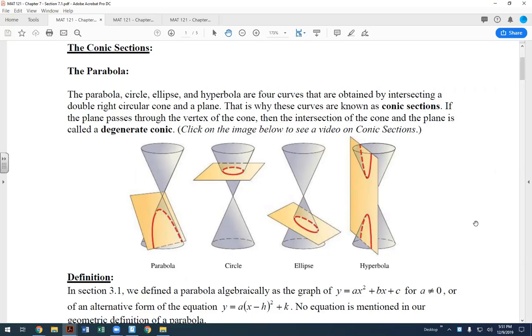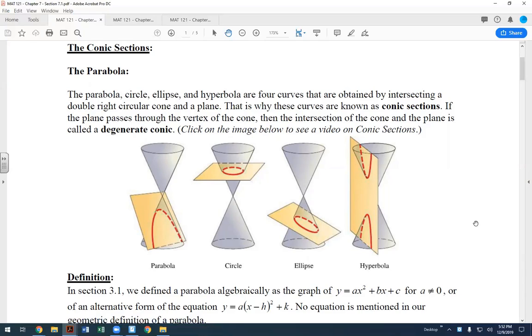So the idea is if you just look at one right circular cone and that plane is going to cross the cone at an angle, that's basically how we are getting a parabola out of that. If that plane crosses the cone at a 90-degree angle, because you can see this one is at an angle, but this one is basically horizontally cutting it, that's how you get a circle.